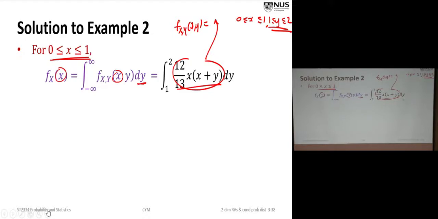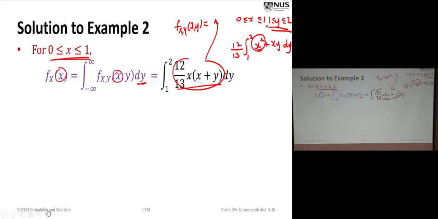Now, this integration looks complicated, but you just have to remember x in this integration is a constant. We don't touch it. Leave it there. Treat it as a constant, just any number, while y is the variable that we are going to integrate. So this one you can consider as 12/13, integrate 1 to 2, x squared plus xy dy.